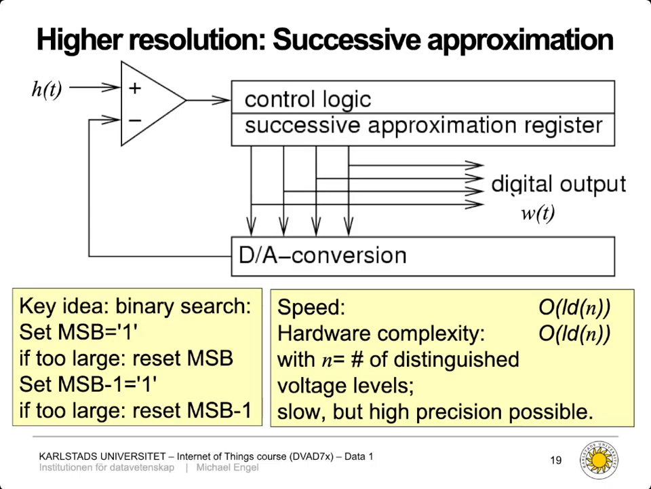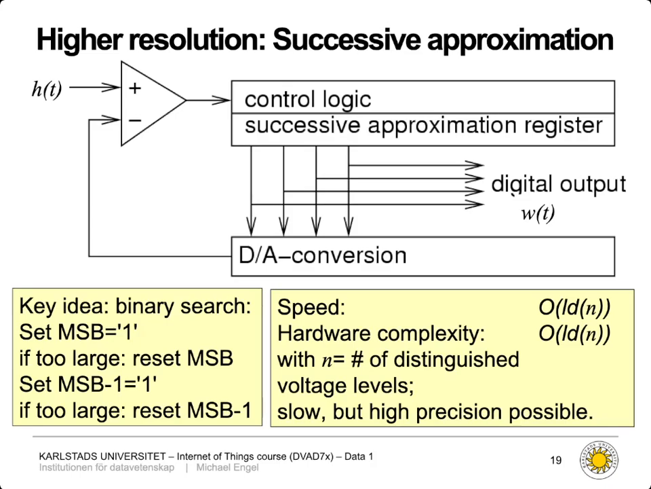So we start again with our time discretized input signal h of t, and this goes into a set of control logic, which stores if the current value is higher or lower than our comparison value. And then we do something which you probably know from computer science. We do a binary search. So if our signal value h of t is larger than our comparison value, so we start somewhere in the middle of the range. If it's above, then we just look at the top half of the range.